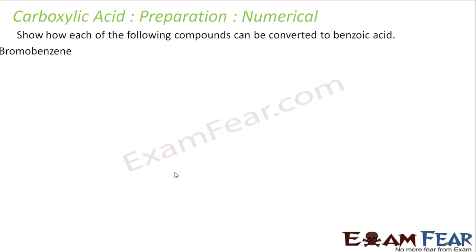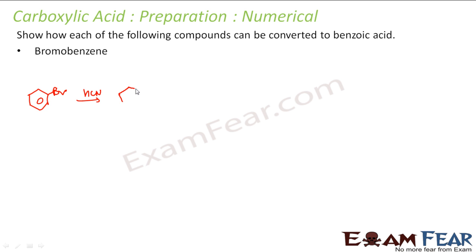How will you convert this into benzoic acid? I have a bromobenzene. I have to convert this into benzoic acid. One option is you convert it into CN and then oxidize it. Let's react with KCN. It will become CN and then oxidize with KMnO4. You get COOH. That is one.